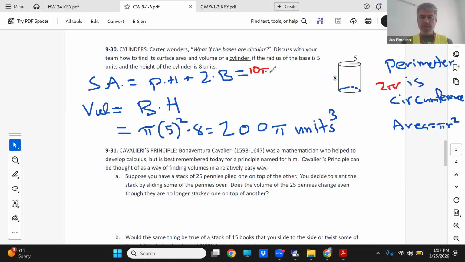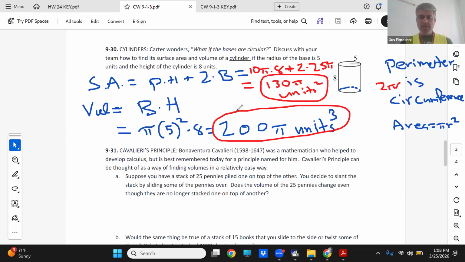And what's the height? 8, plus 2 times the base. The base is going to be 25 pi, I think. So you should get 130 pi. You do all correctly. Okay, any question on that one? We're good? Cool. Let's keep on moving.